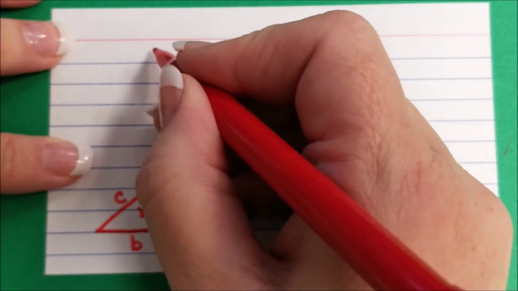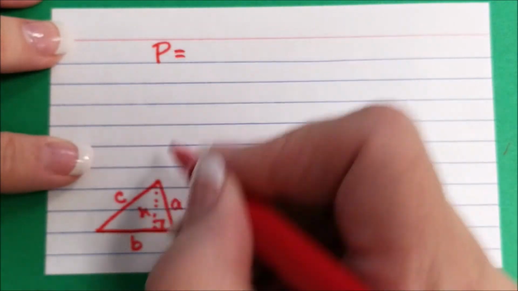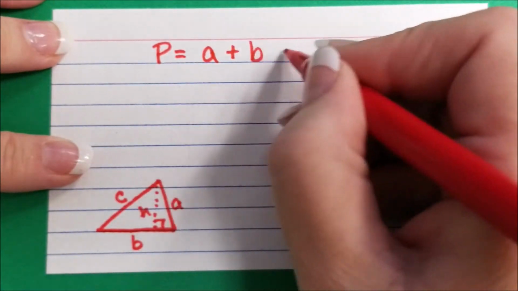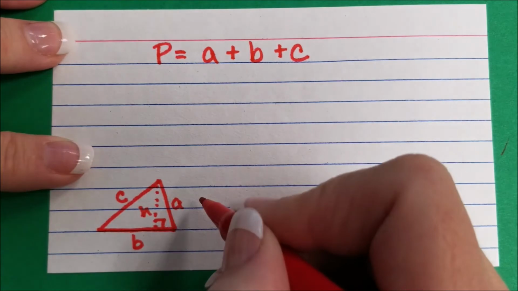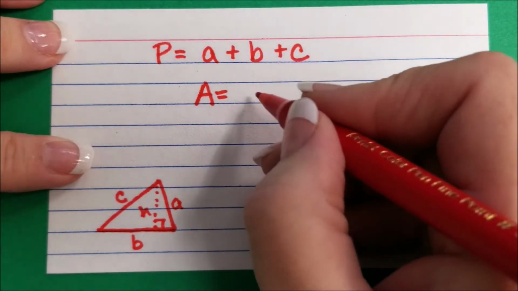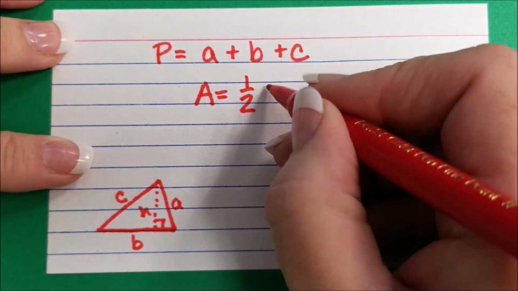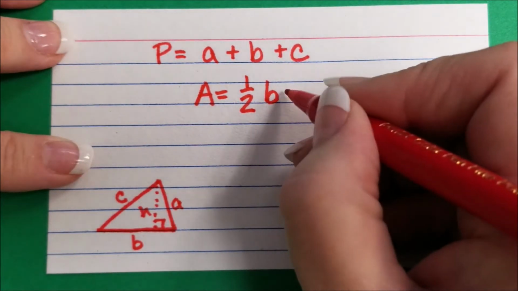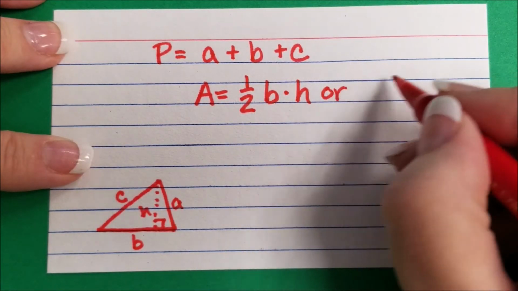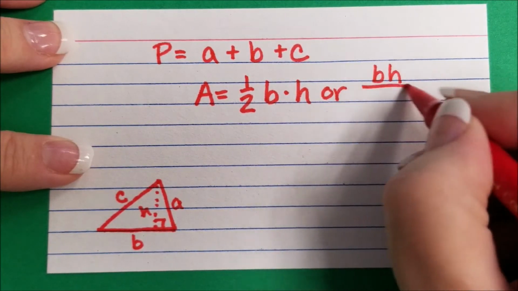So the perimeter is just the addition of all the sides. So it's going to be A plus B plus C. The area is going to be 1/2 times the length of the base times the height, the length of the height. Or you could also write it as base times height divided by 2.